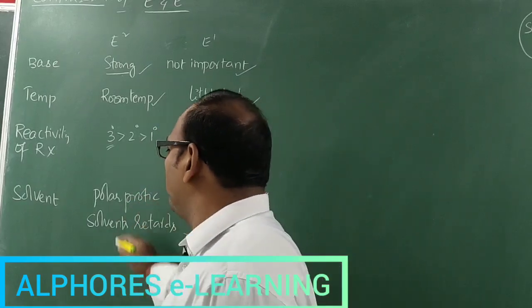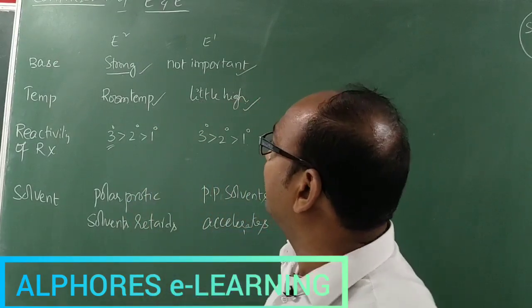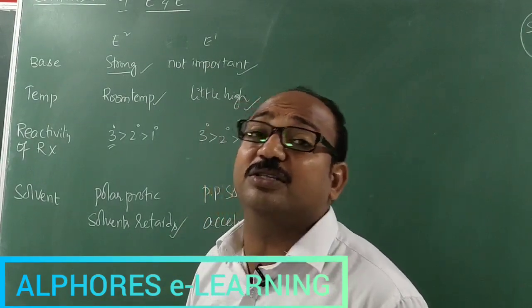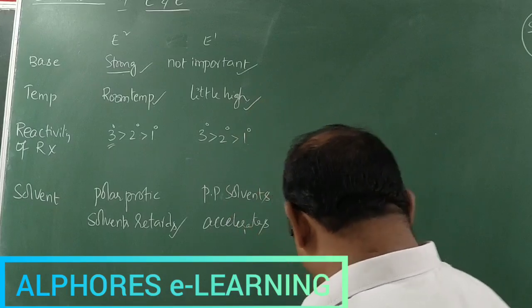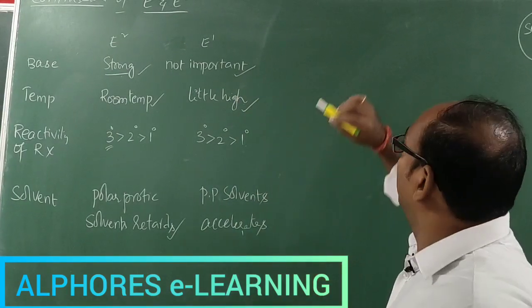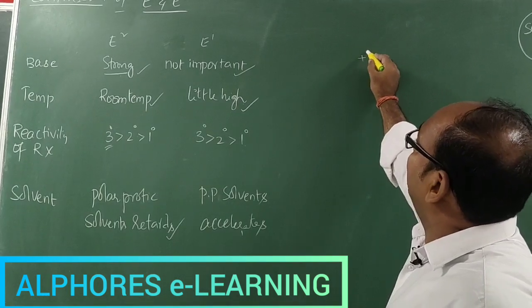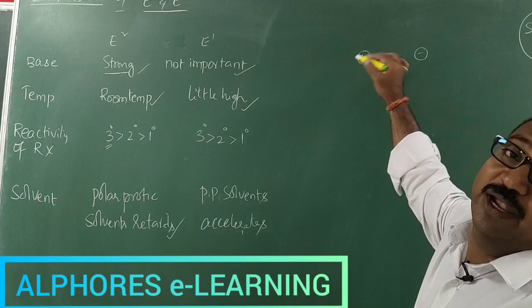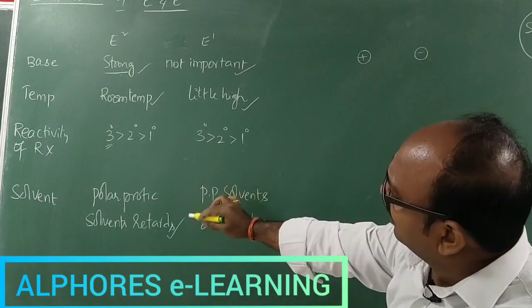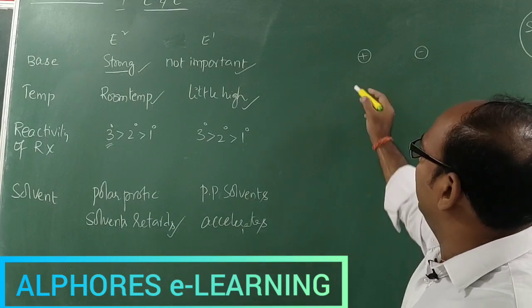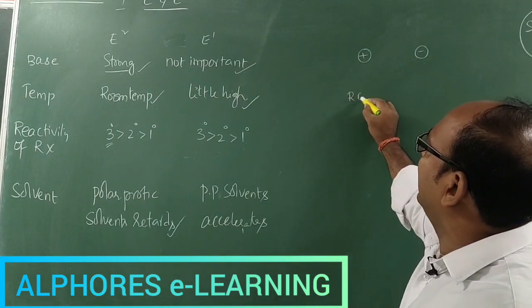Now solvent. Polar protic solvents retard E2. Why do polar protic solvents retard E2? Because in the previous session we already discussed, if the solvent is a polar protic solvent, they can solvate both cations and anions. Whatever we are using in E2 elimination, that is a strong base. Being a strong base, obviously it is charged.